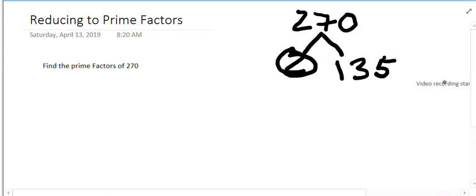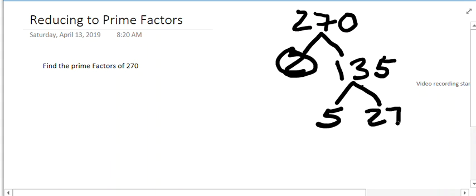So now we need to figure out what are the factors of 135. We know that it ends in 5, so we know that it is divisible by 5. So if we divide 5 into 135, we find out that it is 5 times 27. And we also know that 5 is a prime factor.